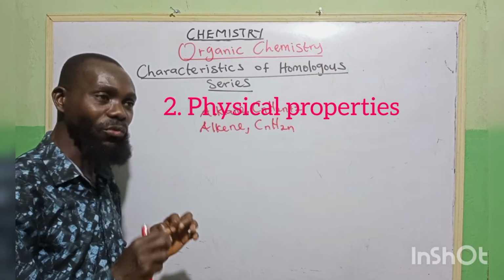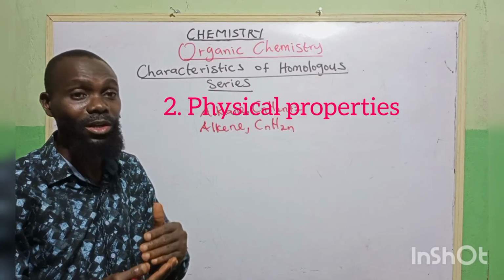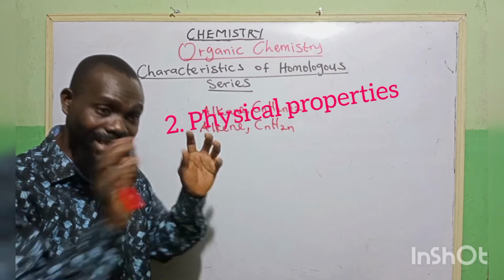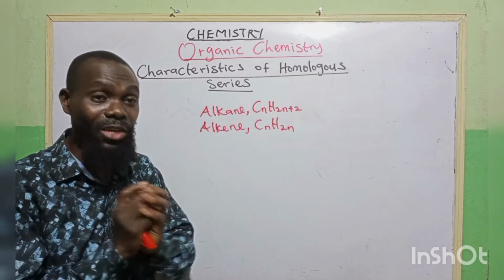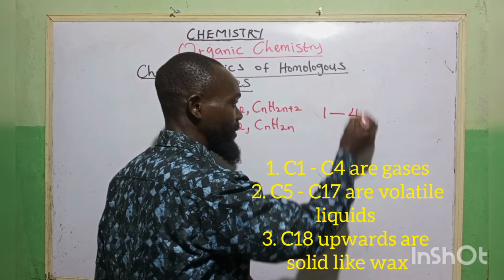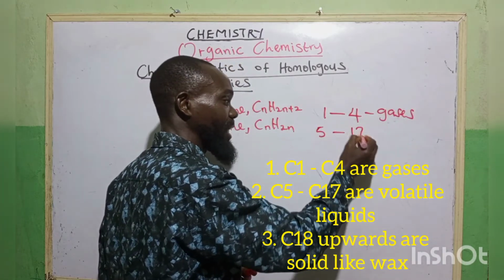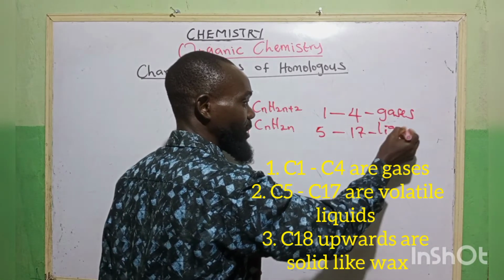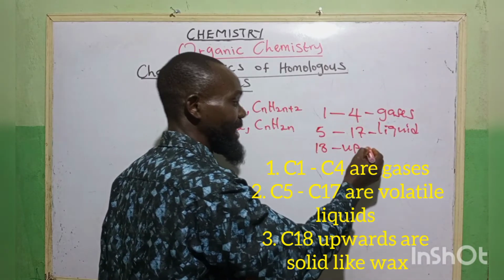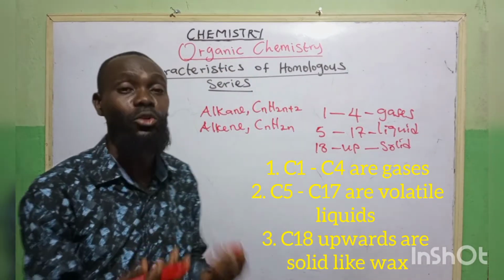Second one is the physical properties. The physical properties of each member in a homologous series change as the number of carbon atoms increases down the group. The higher the number of carbon atoms, the larger the organic compound. Like alkane, the first four carbons are gases, while 5 to 17 carbons are volatile liquids. Then the upper carbons from 18 upwards are solid like wax. We all know candle wax.